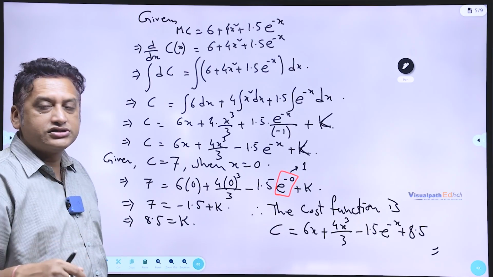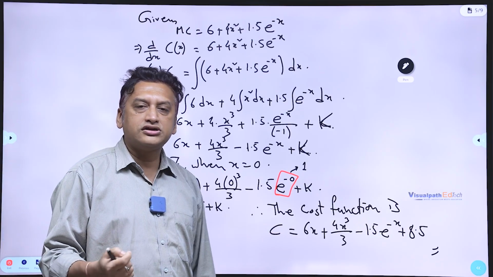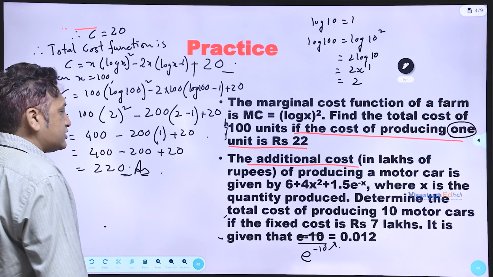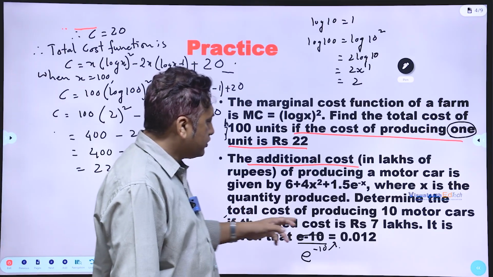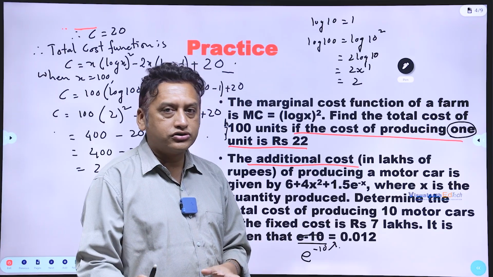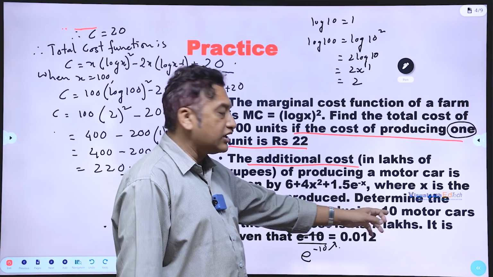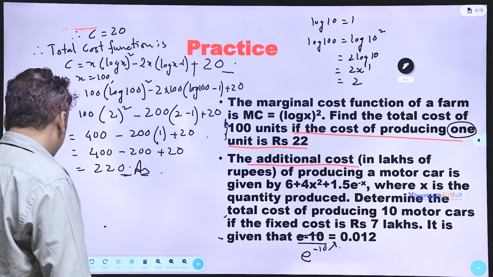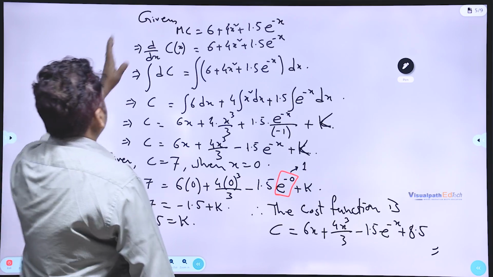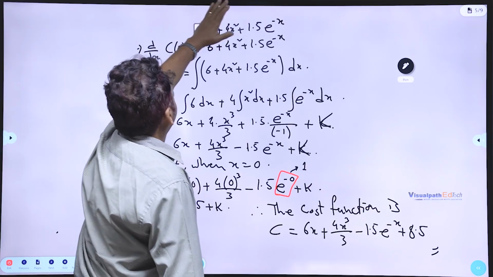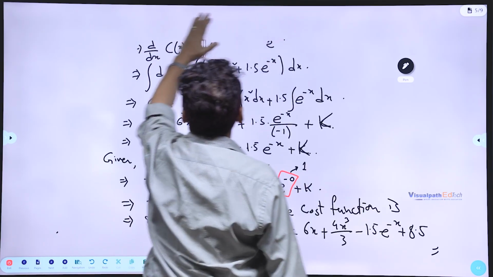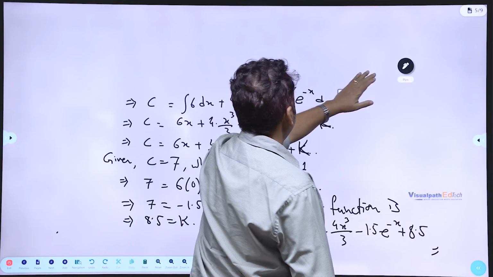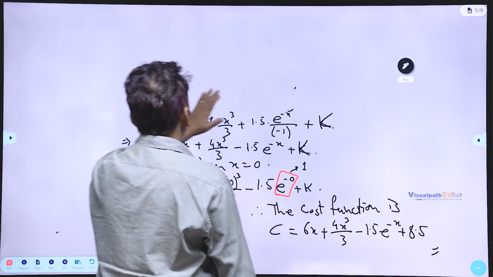But let's find out the question. Is the question asking about the cost function, or is the question asking about finding the cost of certain units? If you go back to the question, it says, determine the total cost of producing 10 motors. So we have to take x equal to 10 and find out the value of the cost. Okay. So let's find out what is the cost of 10 motors. We have our cost function already. We just have to substitute x is equal to 10 and calculate the value of C from there.